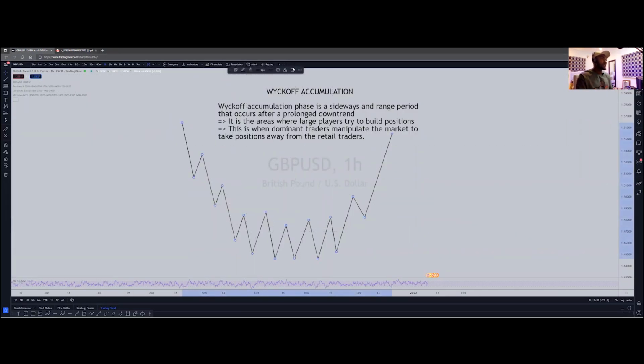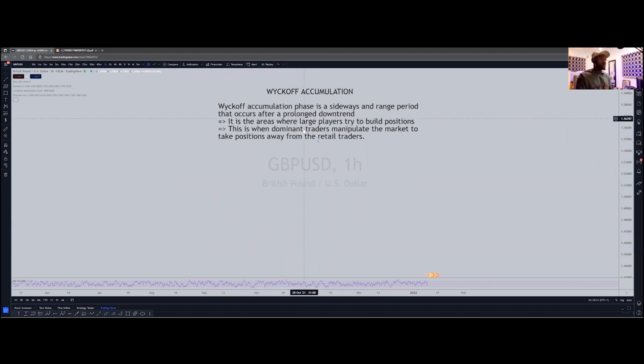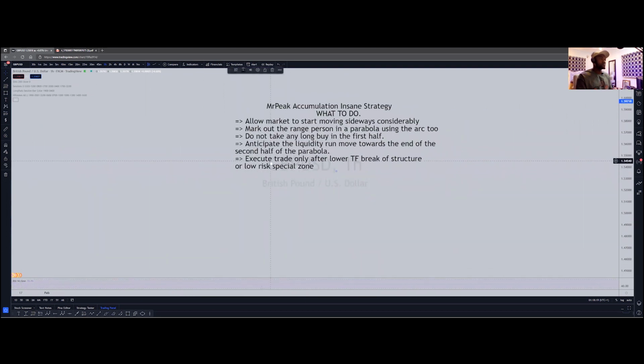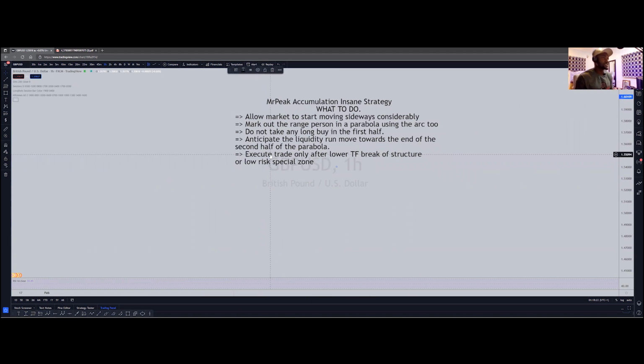Now, let me streamline it down to my strategy. Then I will illustrate it on the chart for you. So this is what I have here. Mr. Peak Accumulation Insane Strategy, what to do. So these are the steps that you should take. Of course, I'm going to show you on the chart now case studies of trades that I have taken in the last one to two months, insane trades, and I've been taking them for the last several months, and I will still take them in the next several months, and so on and so forth.